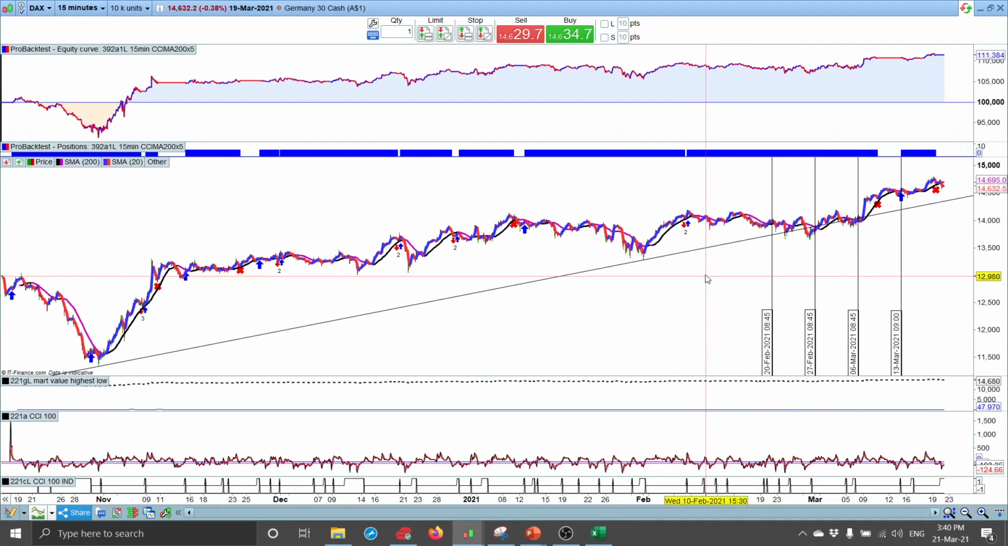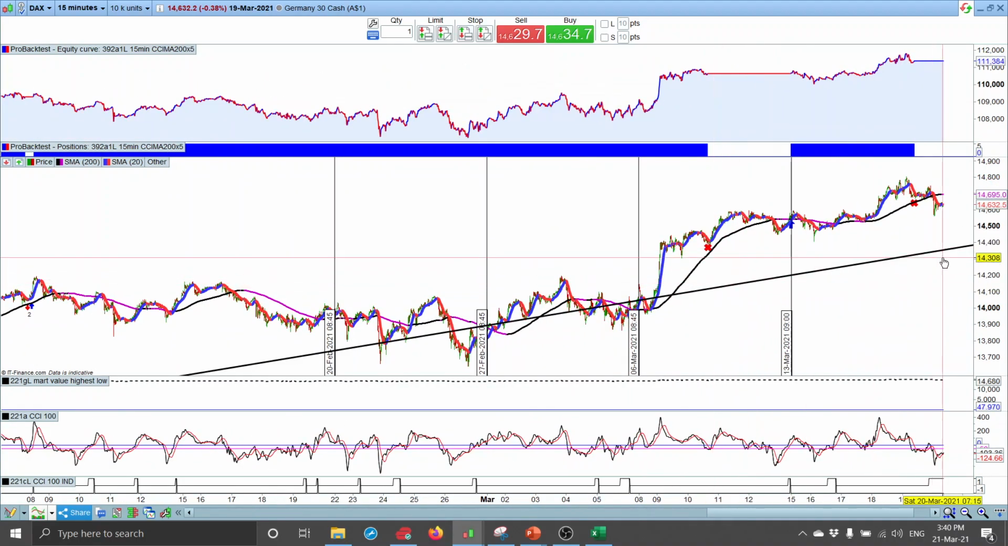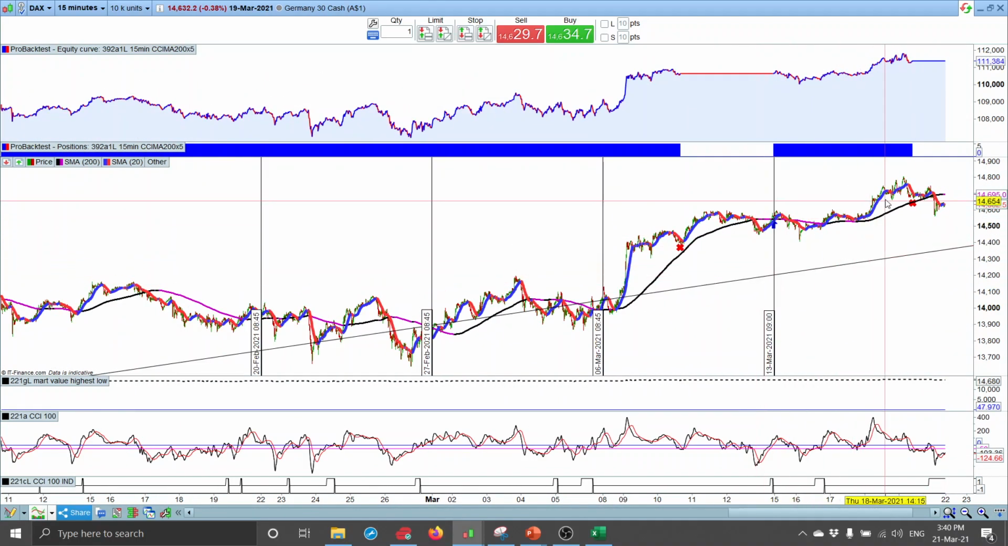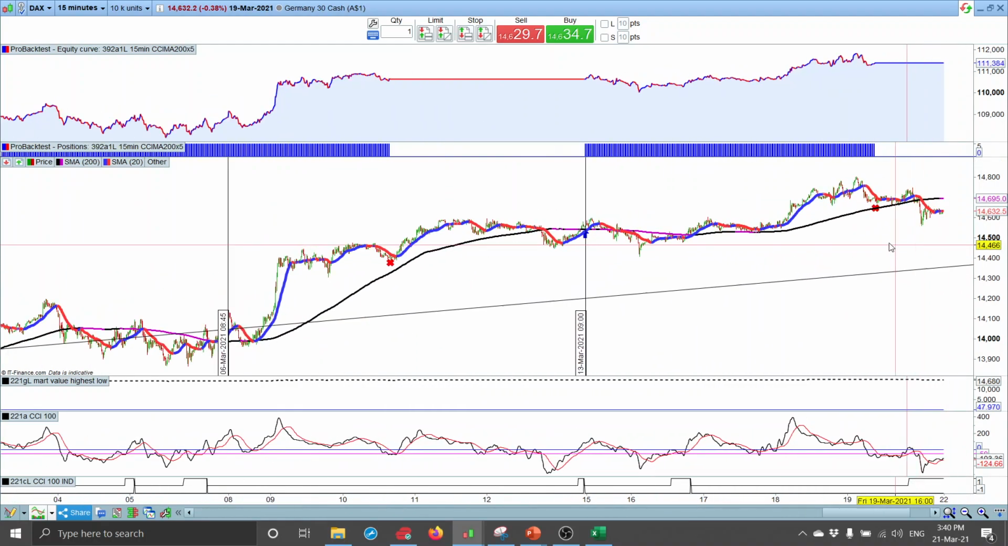So it's been doing quite nicely. Still in a bit of an uptrend, a slight correction here, but let's see if it comes back down to this support line. But we're not in any positions open at the moment. It opened back here, 5 positions, and it closed out there with a nice little profit.